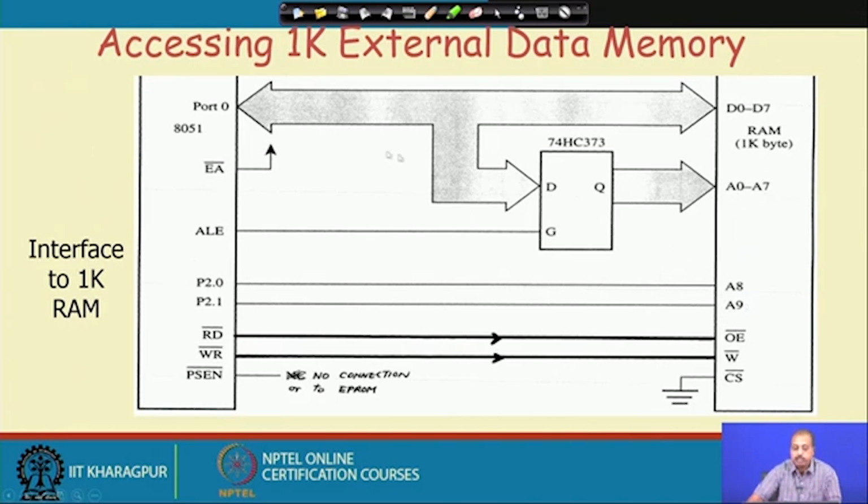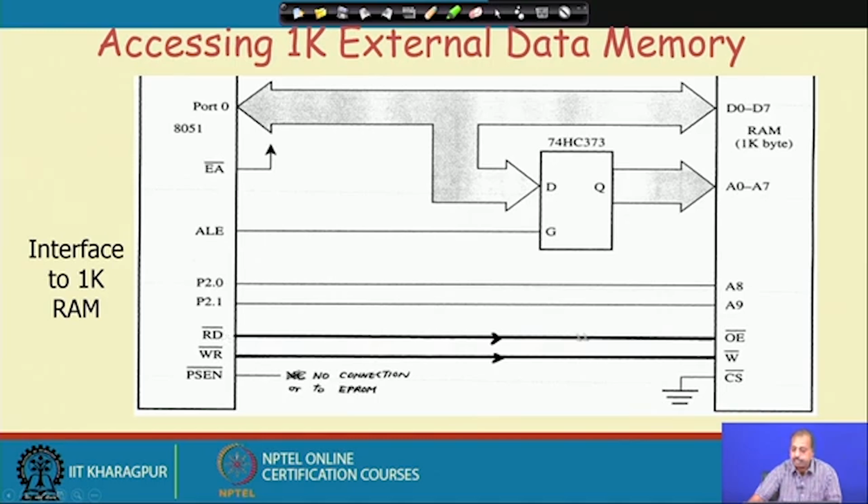A0 to A7 will come from port 0 through the demultiplexing of the address bus by 74373, and A8 and A9 are coming from port 2's bit number 0 and bit number 1. The rest of the bits are not connected. As we know, it may lead to folding and all that, so we will not go into that. The other bits are do not care, so that can lead to folding. Then the read bar line that we have.